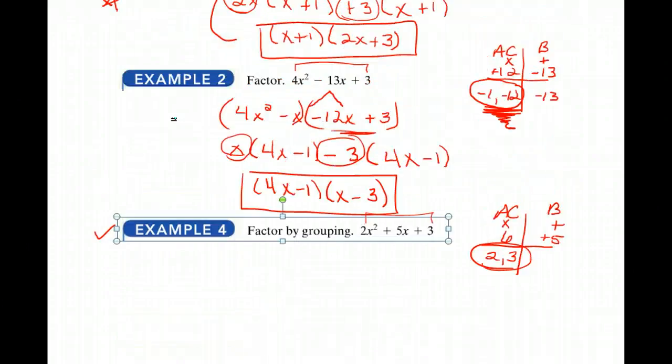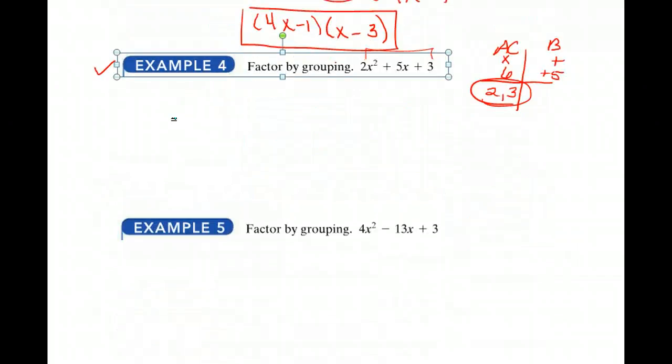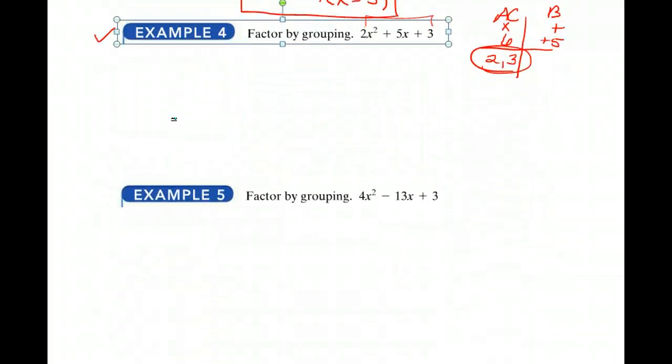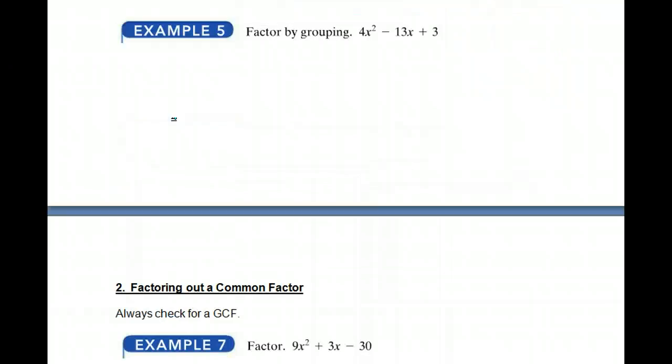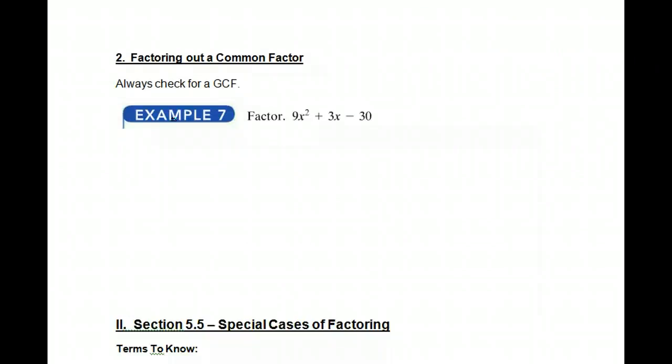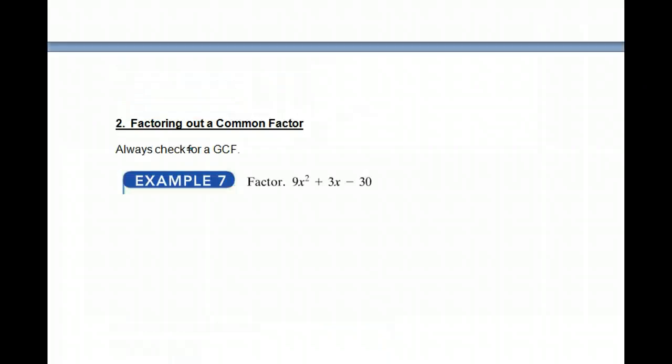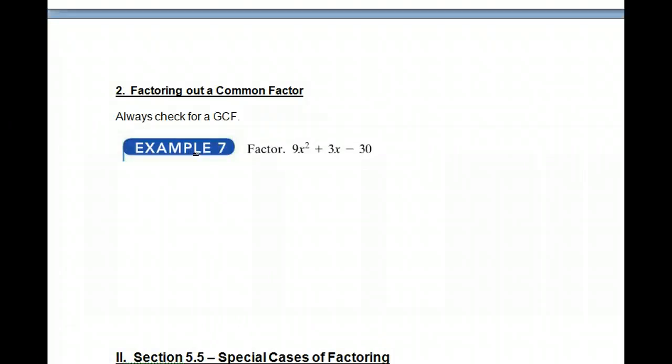Example 5 is the same as example 2. Again, they wanted to use guess and check for the first 2 and then the AC method for the second 2. So we're going to go ahead and skip down to the second section here, which requires us to factor out a common factor or a GCF before we start. Now, as I mentioned, looking for a GCF is always going to be the very first thing that you want to do before you start a problem. It makes your numbers smaller and more manageable whenever you can divide out that GCF.